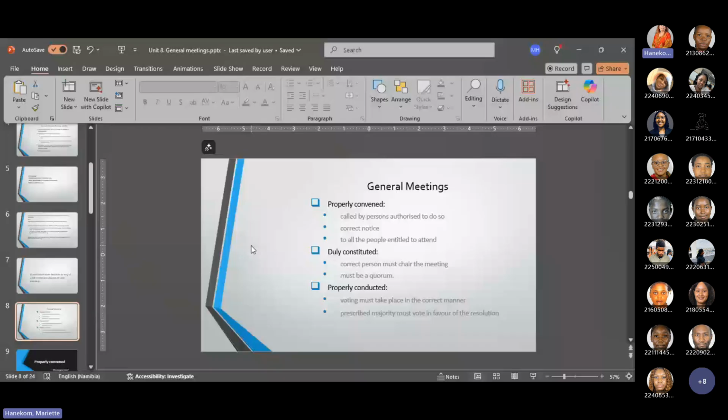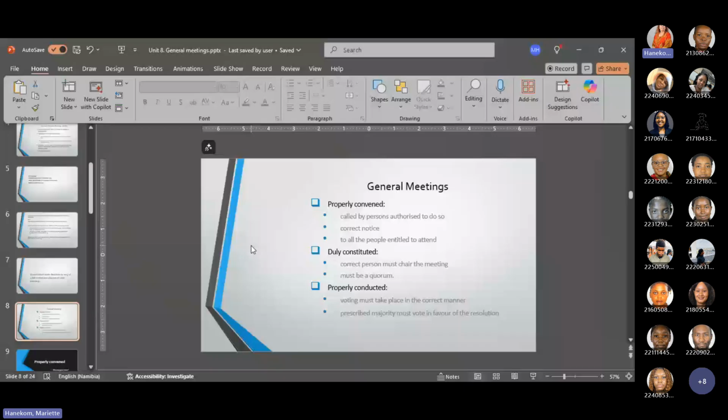And then once the meeting has started, the meeting must be properly conducted. Voting must take place in the correct manner, and the prescribed majority must vote in favor of the resolution. So you will understand, looking at these three aspects, that they follow a sequence. You don't vote before you've sent out the notice.